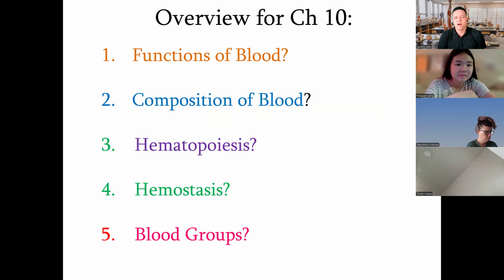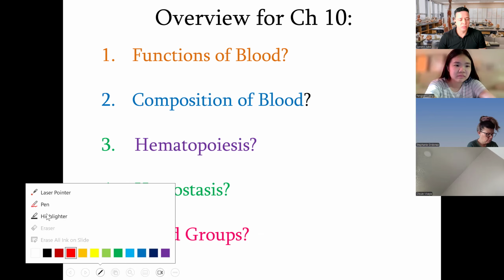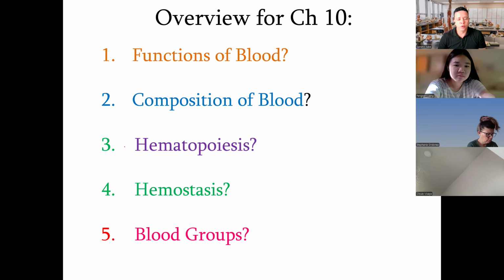We're going to talk about the functions of blood. Why do we have it? Why do we need it? We're going to talk about the composition of blood. What is in the blood? What are the different cells? Why do we need them? Two very important terms that you guys need to understand and differentiate. One is what they call hematopoiesis. The other one is called hemostasis. Make sure you don't confuse the two.